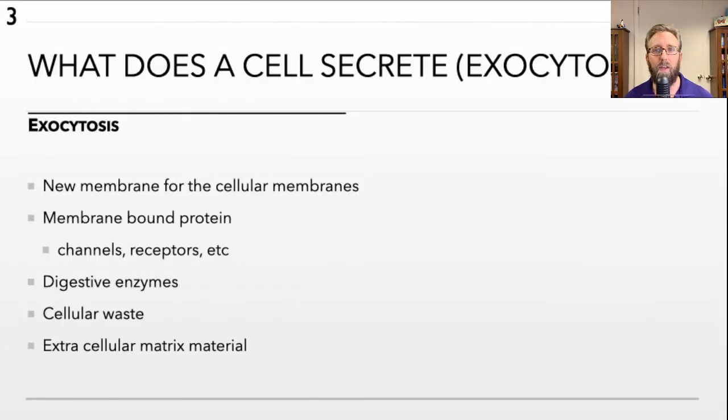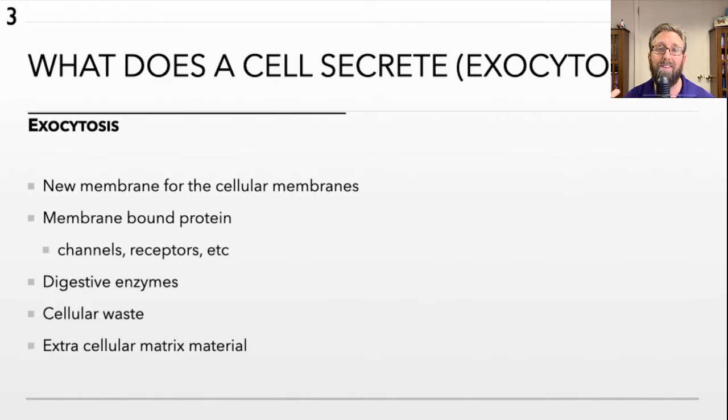And so what does the cell need to secrete? Well, if you think about the way this works, it's a vesicle, and a vesicle is made of lipids. And so when a cell exocytoses, vesicles will join with the lipid membrane. And so this is a way to actually bring lipids to the cell surface. This is how it's going to bring membrane-bound proteins, channels, transporters, all those things we've been talking about.